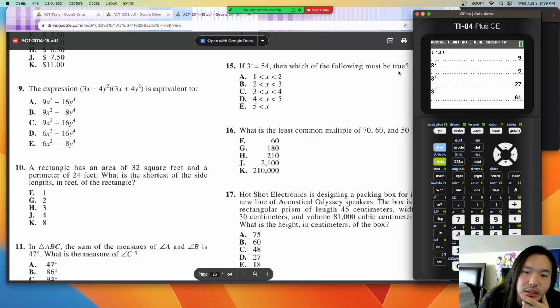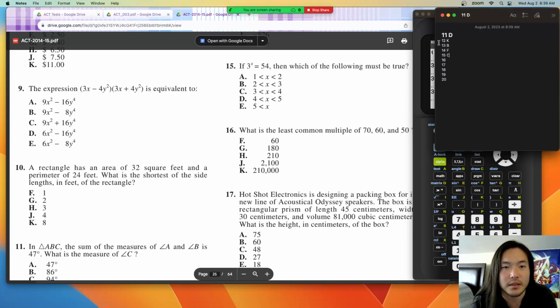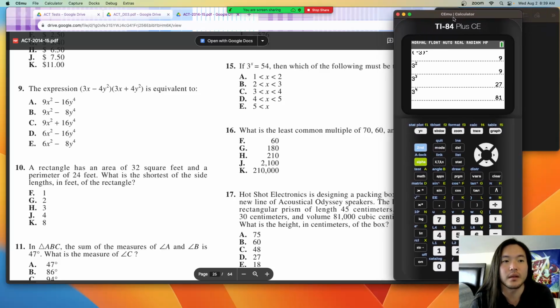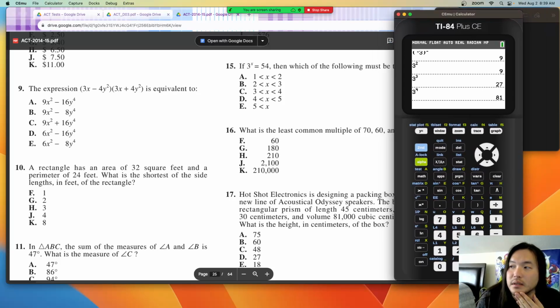Correct answer C. Right? So here, 3 to the third is 27, and 3 to the fourth is 81. So where's 54? Well, 54 is going to be somewhere between 3 and 4, right? There's no need to think about it. Just ask the calculator. And if you want to solve it algebraically, right?